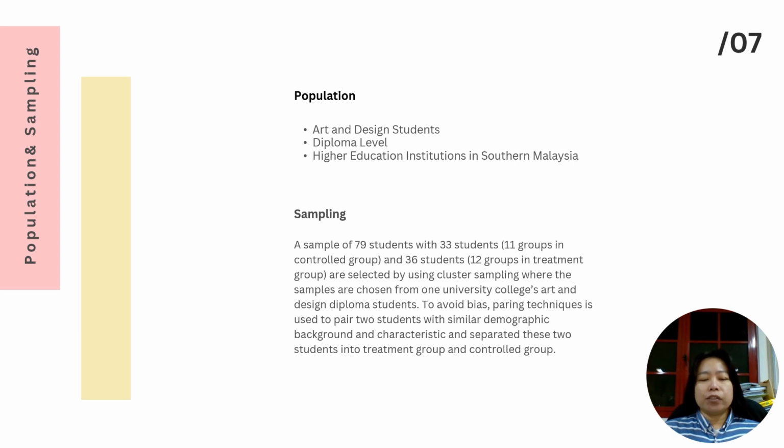The population of this research is all the art and design students in higher education institutions in Malaysia. A sample of 79 students, with 33 students in the control group and 36 students in the treatment group, is selected using cluster sampling, where the sample is chosen from one university college art and design diploma students in southern Malaysia. To avoid bias, a pairing technique is used to pair 2 students with similar demographic breakdown and characteristics and separate these 2 students into the treatment group and control group.